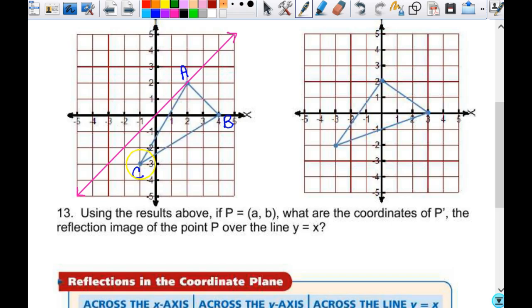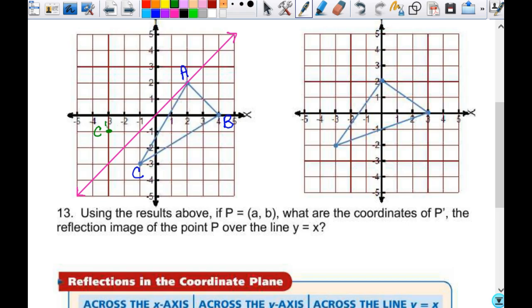If I have point C, from the definition of a reflection, the line segment that connects C and C prime has to be perpendicular to the line of reflection. My line of reflection goes through the diagonal in this direction. If I go through the diagonal in the other direction, that would make them perpendicular, right? Because those are the diagonals of a square and they're perpendicular. So if I count diagonally, this isn't one unit, but it is one diagonal, right? So if it takes me one diagonal to get to the line, I go one diagonal on the other side, there's C prime.